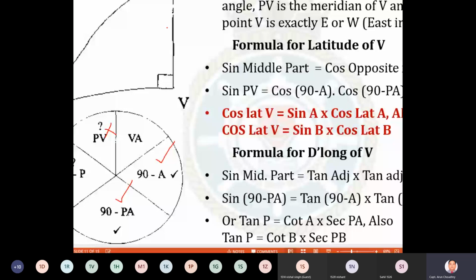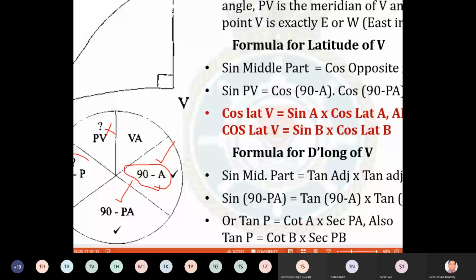Okay. So now to find this, we can use any of these formulas. Then we can involve these three things. We can also calculate: sine of this is equal to tan of this. Sine of mid part is equal to tan of these parts. So that is the formula we are using here. Sine of mid part, that is 90 minus PA, is equal to tan of adjacent part, that is tan of this 90 minus A, and tan of this. Okay, and that is the formula which is used here.